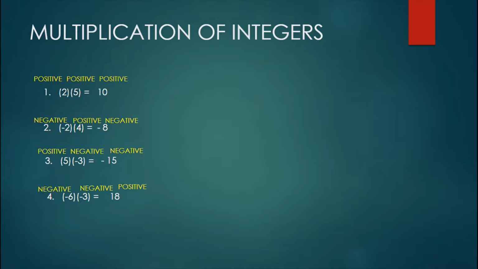This time, let us have positive 2 times negative 5 times positive 4. In this case, we're going to start multiplying from left to right. So we have here positive 2 times negative 5. Positive times negative will give us a negative answer. So for this one, it's negative 10. And negative 10 times positive 4, the answer is negative 40.